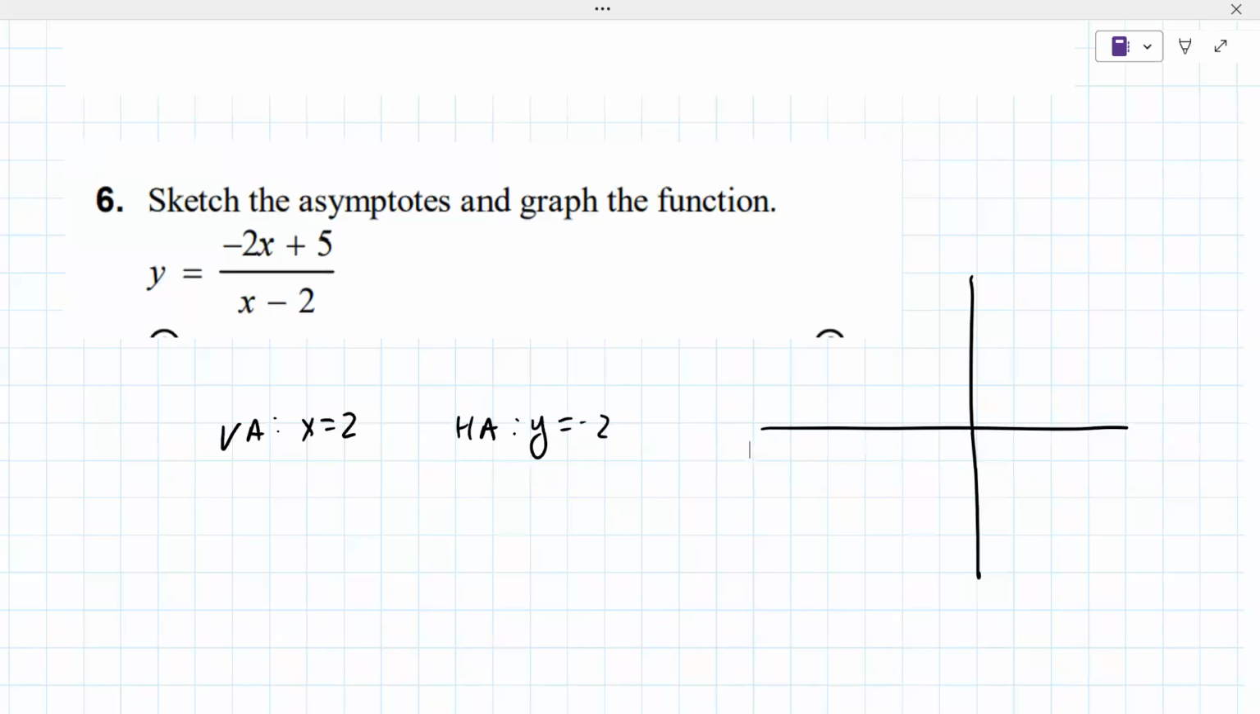And then I want you to decide where the graph goes, whether it's in region 1, 2, 3, or 4. You might have to test a point or two for that.